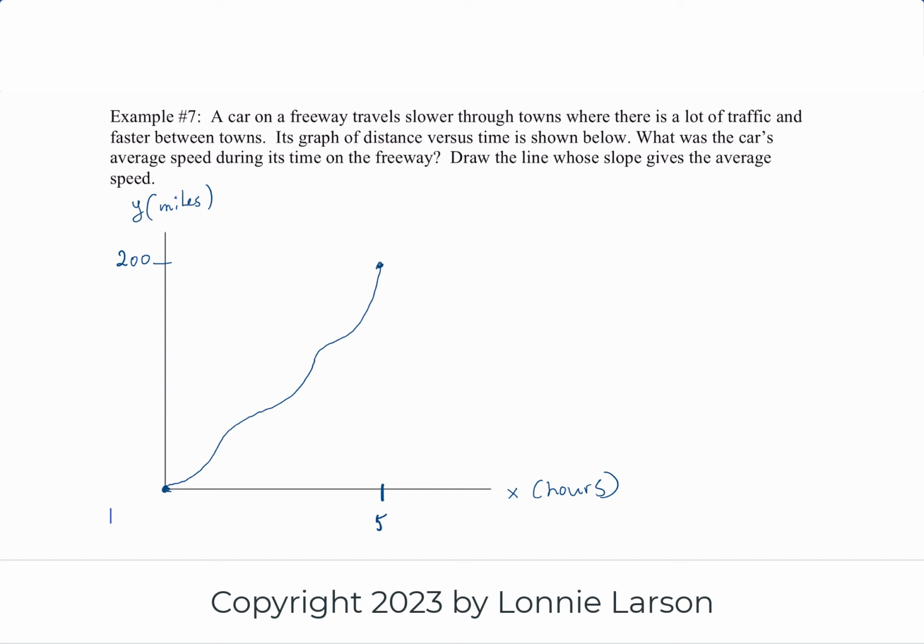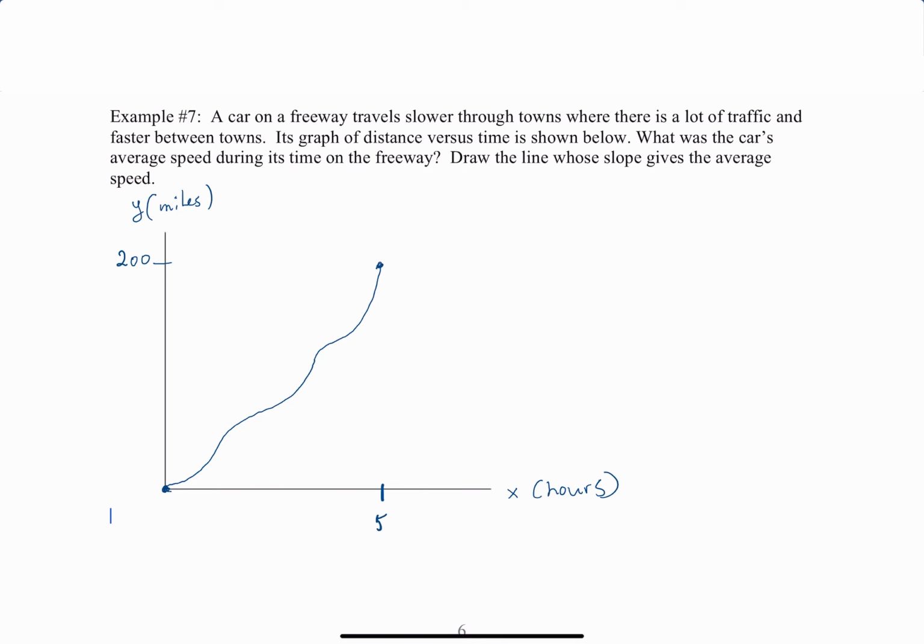Our last example was a little unrealistic because it's not like you can always drive at exactly the same speed. For example, if you're on the freeway, you'll probably travel slower through towns where there's a lot of traffic and faster between towns. Below is a graph of distance versus time. I'll give you a minute to copy that down.